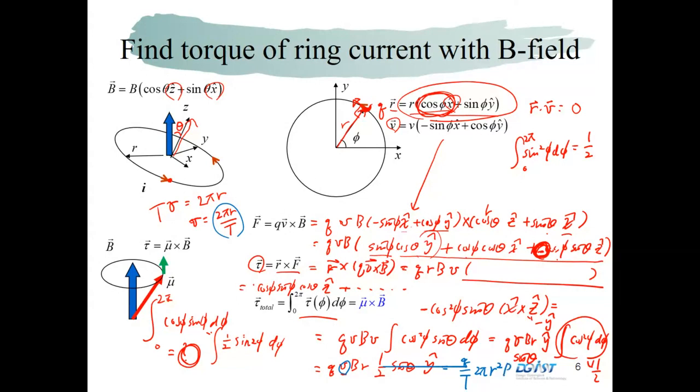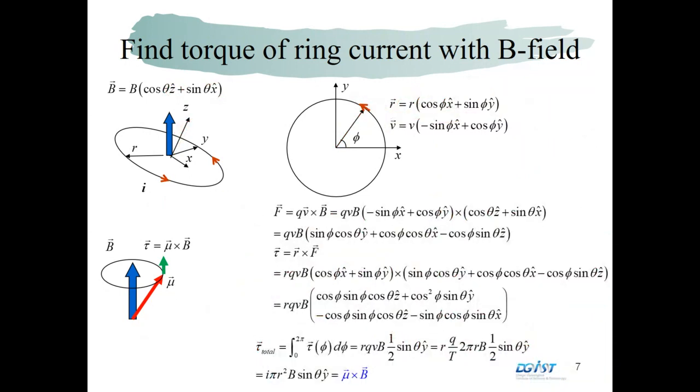r square B and half sine theta. Okay, so we drop this 2, and pi r square is nothing else but the area of the circle, and q over t is actually the current. So they generate I multiplied by area. So this is nothing else but the magnetic moment mu by the definition. Okay, so this is a summary of this calculation.